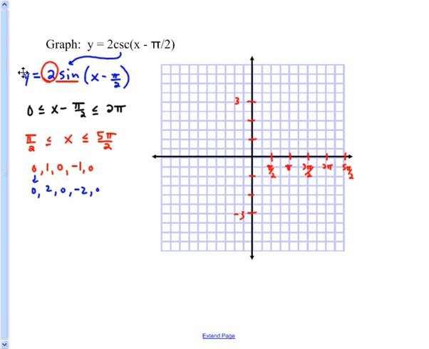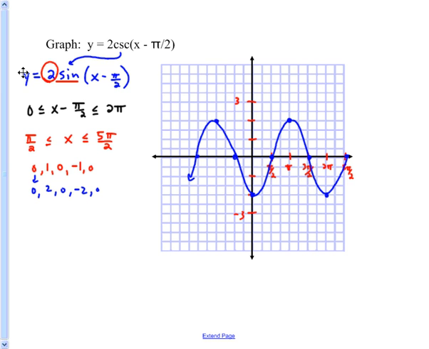So this would be 0, 2, 0, -2, and 0. Now remember, these come back to these different locations here. You can complete them to get a good look at what is going on, okay?